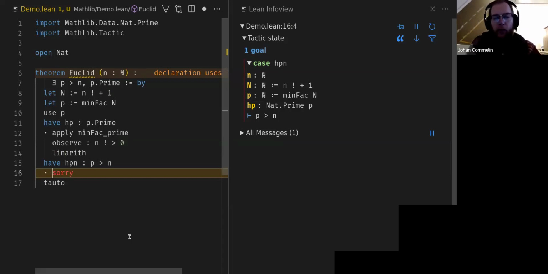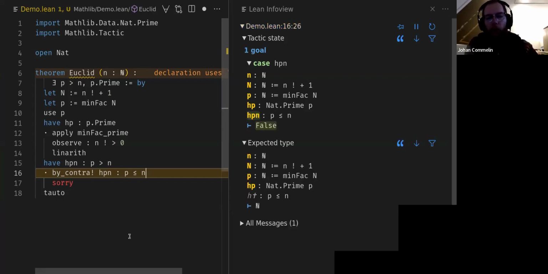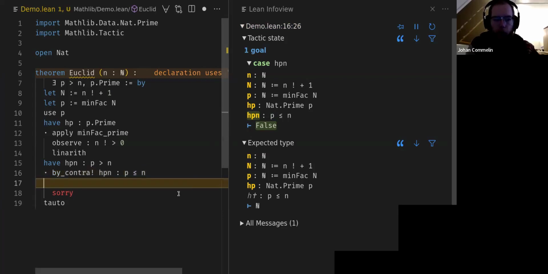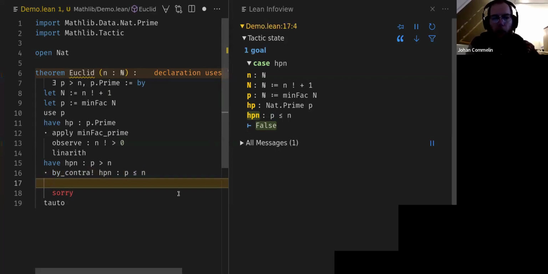And so at some point in this proof, you typically have to do some reasoning by contradiction. And this is the point where we do that. So we're going to say, by contradiction, assume that P is at most n. Okay, so the result of that is that now we assume that P is at most n, and we have to prove a contradiction. So we have to prove false. And then we say, well, how are we going to prove false?